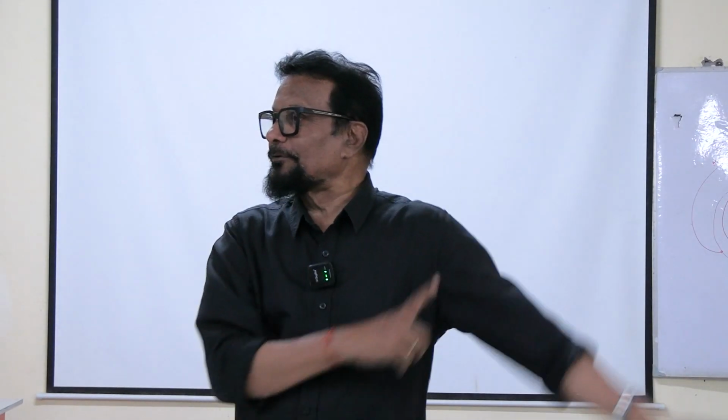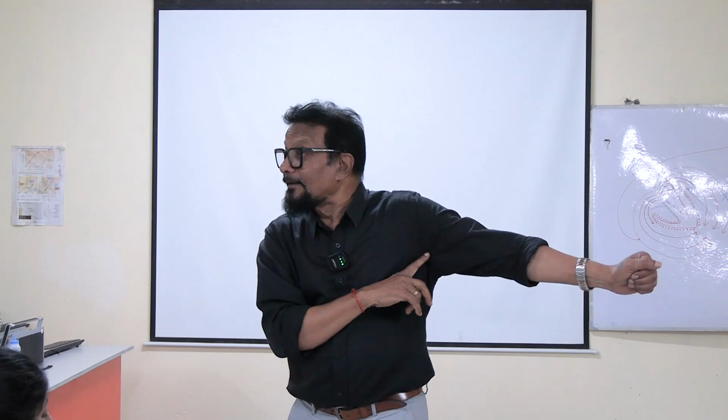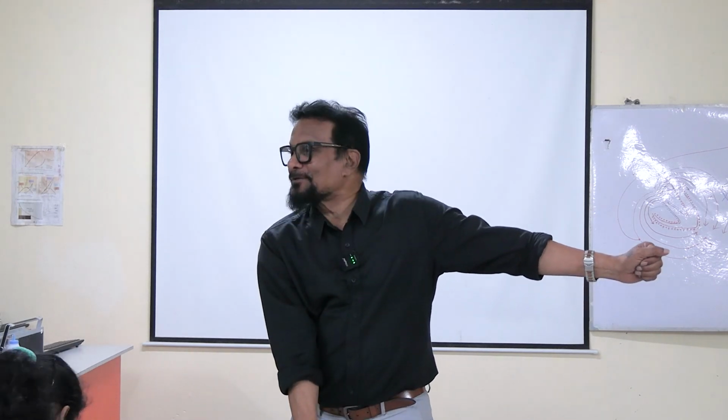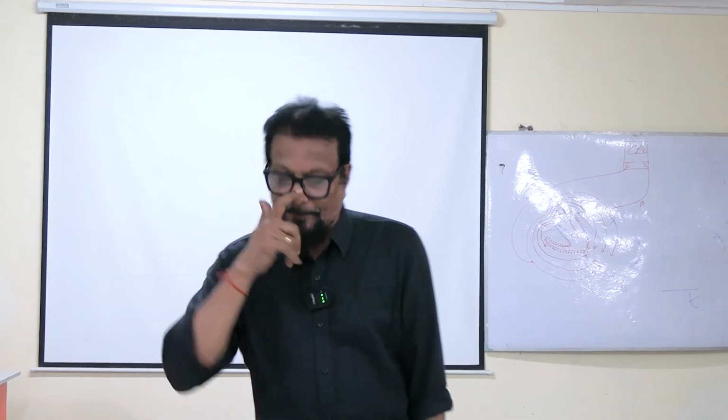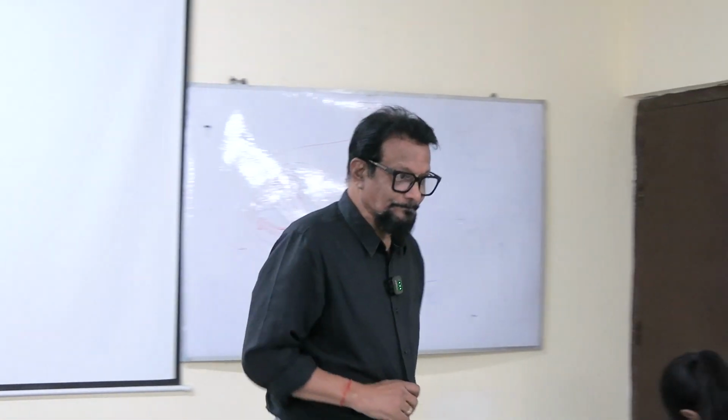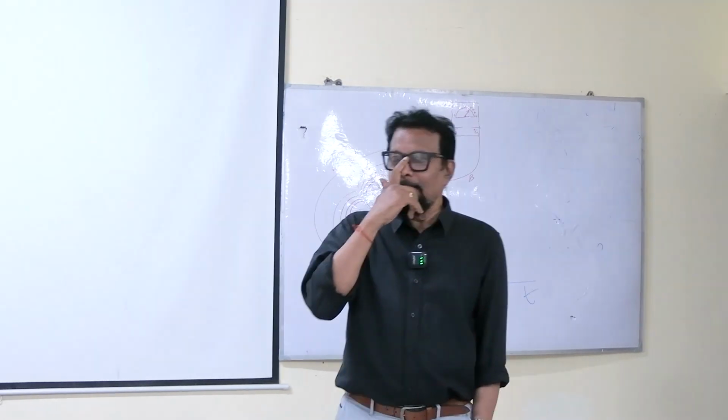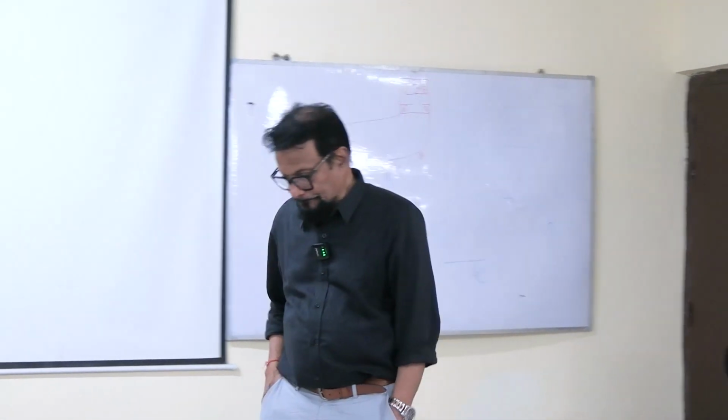And lead 3 is from the left leg to the left hand. Again positive there. That means my left leg is always positive. Can you remember this? Will you remember this? Okay. So these are the 3 standard limb leads. Could you follow? Correct? Now we'll discuss the unipolar limb leads.